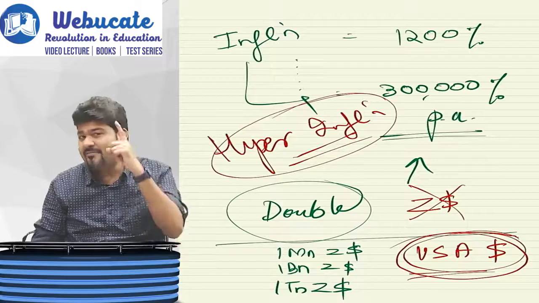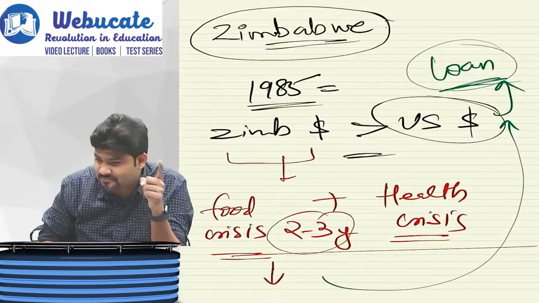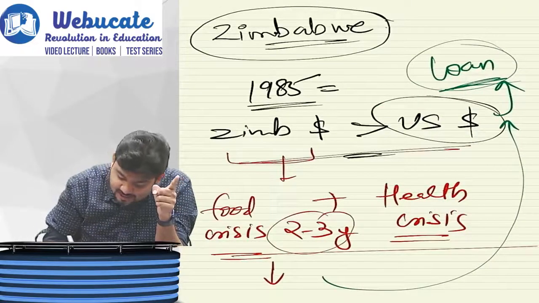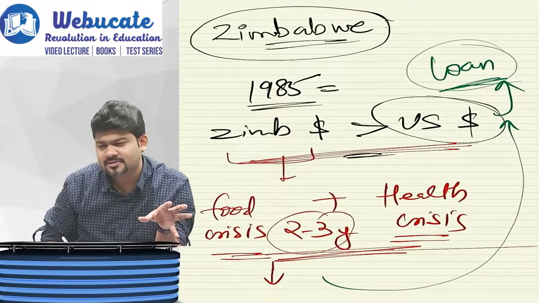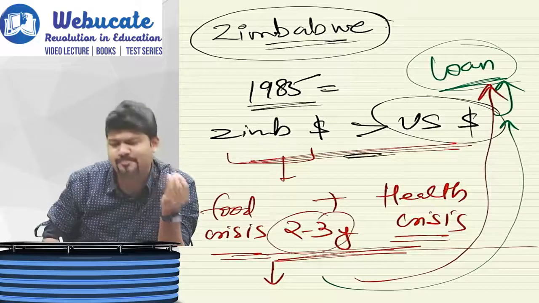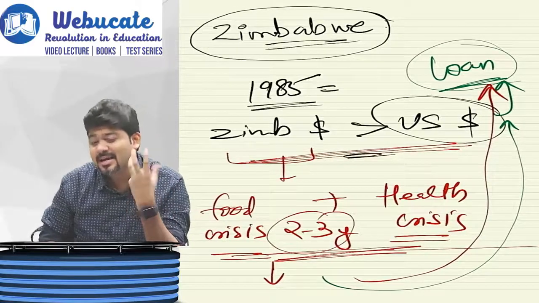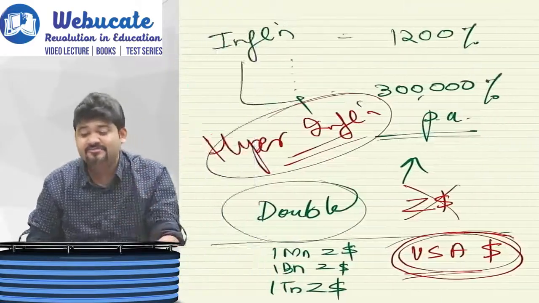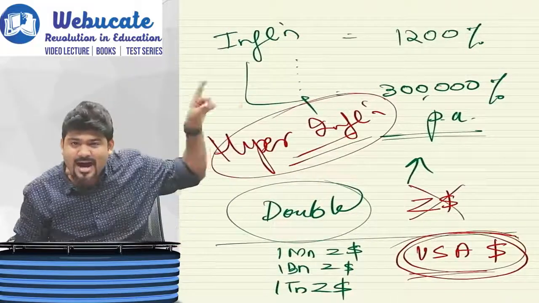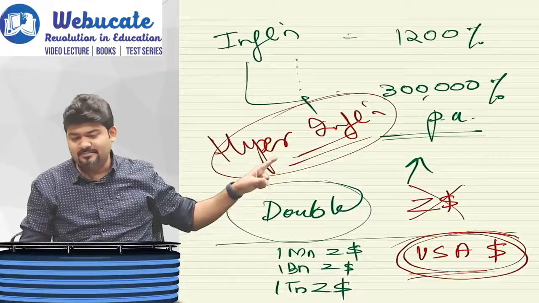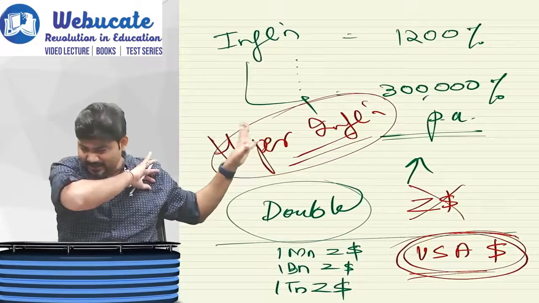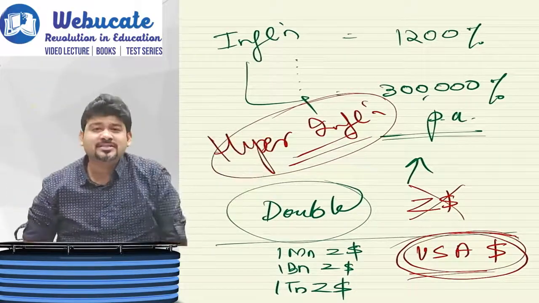Imagine. Why did this happen? Zimbabwe at one point in time was better than USA, no? Yes, they had a food crisis, health crisis for 2 to 3 years. And they had taken a loan and they could have repaid it easily. But can I say improper, incorrect financial policy by the Zimbabwean government resulted in inflation, resulted in hyperinflation, and the country was resulted into a disaster.